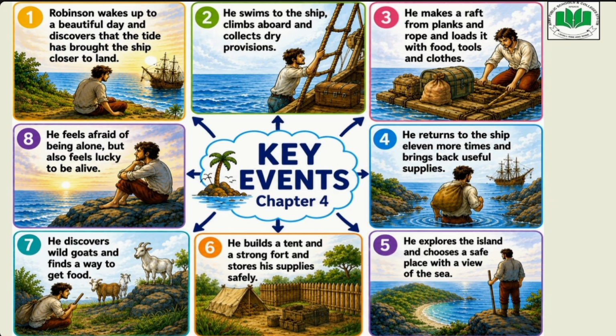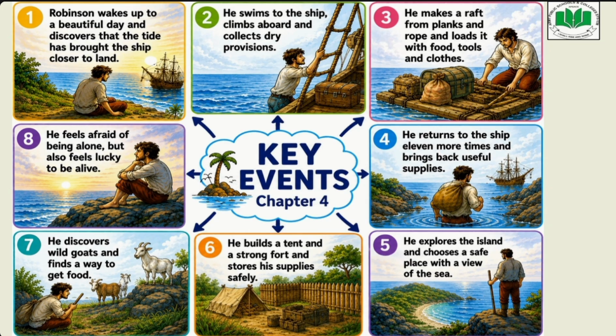Now let's have a look at the key events of chapter number 4. Robinson wakes up to a beautiful day and discovers that the tide has brought the ship closer to the island. Next, he swims to the ship, climbs aboard, and collects dry provisions. He makes a raft from planks and rope and loads it with food, tools, and clothes.